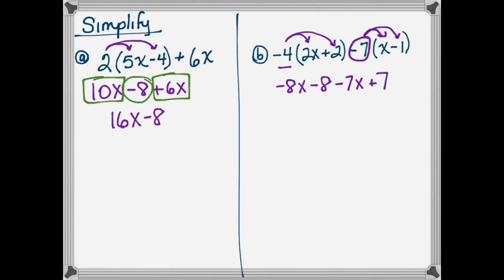And again, we're going to box up our information. I have an x term here. I have another x term here. I have a number term, and I have a number term. So my final answer is going to be negative 8x minus 7x is negative 15x, and negative 8 plus 7 is negative 1.